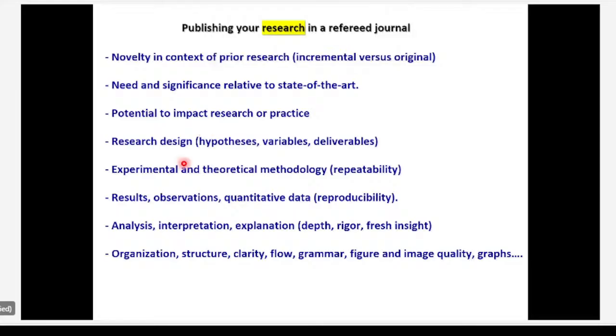And then other regular things about research design, experimental and theoretical methodology, and your results and observations. Any data should be reproducible, and you should have enough information for anyone else who's reading your paper to be able to repeat your experimental work.